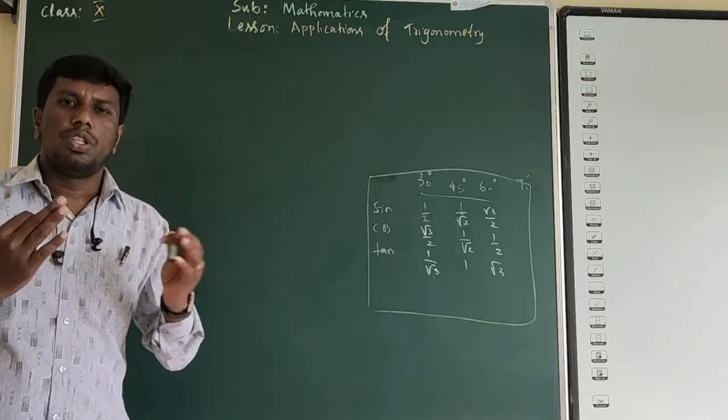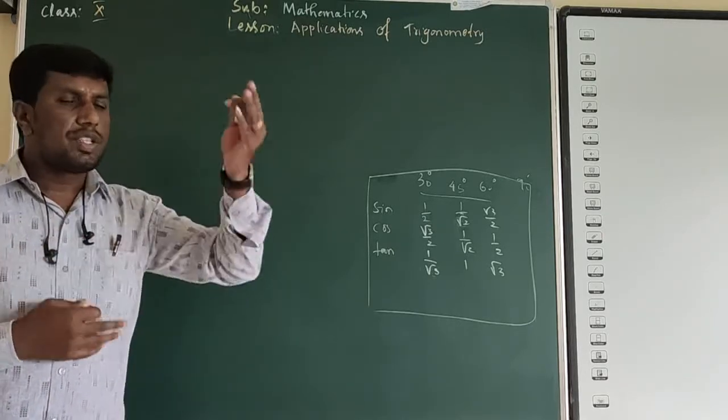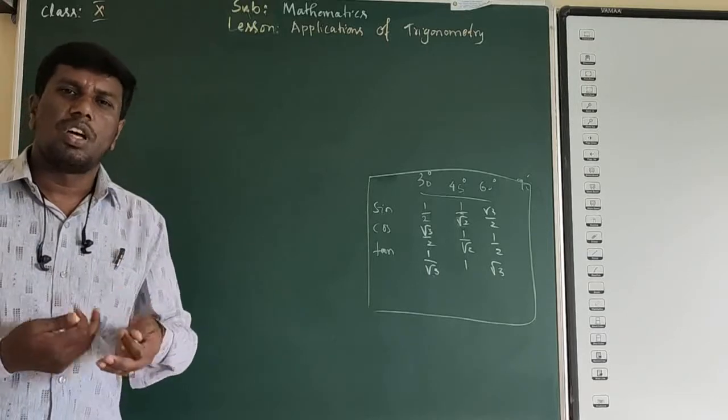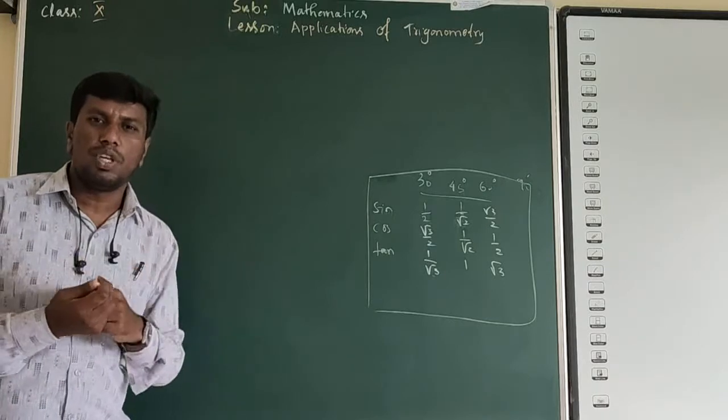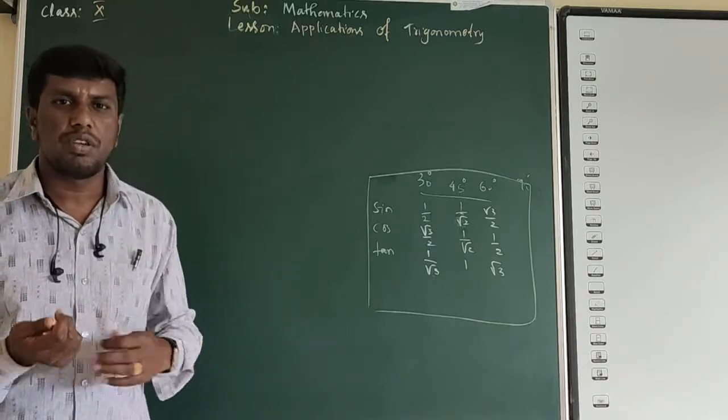So we can do this, and we can find out heights of objects, or length of objects, or distance between two objects. We can find out by using the applications of trigonometry.